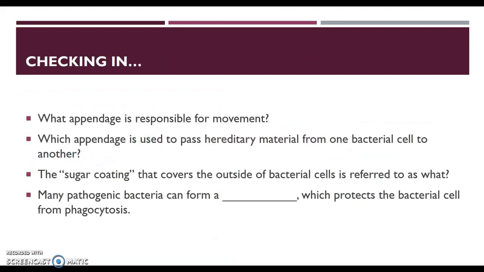So that's the end of 3.2. Check that you understand the external structures and their functions, and I hope this video was helpful.